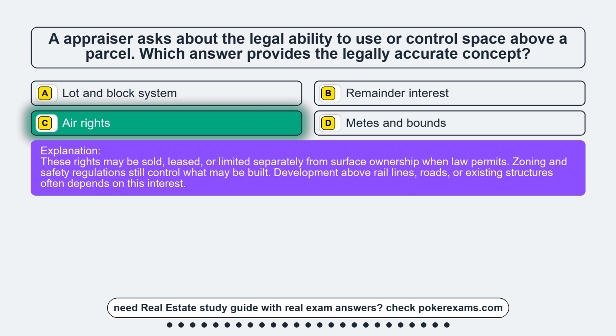These rights may be sold, leased, or limited separately from surface ownership when law permits. Zoning and safety regulations still control what may be built. Development above rail lines, roads, or existing structures often depends on this interest.